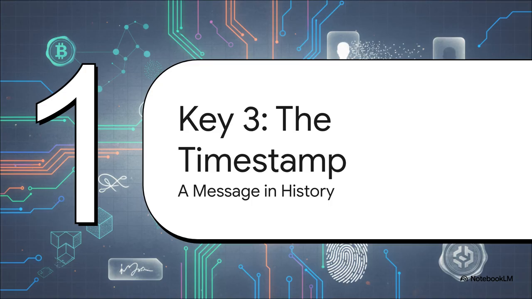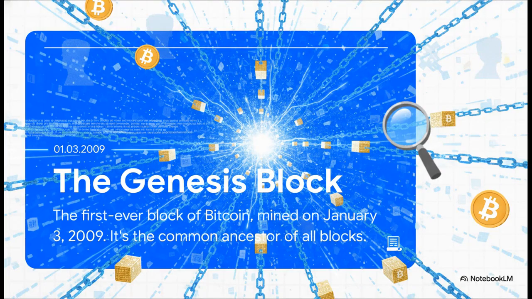Okay, now for our third and final key, and this is probably the most famous artifact in all of crypto: the very first block ever created. The Genesis block. I mean, it's the Big Bang of the Bitcoin universe. Mined on January 3rd, 2009. It's the anchor for the entire blockchain. But it's not just a block of data. It's a time capsule. And it contains a very, very specific message.